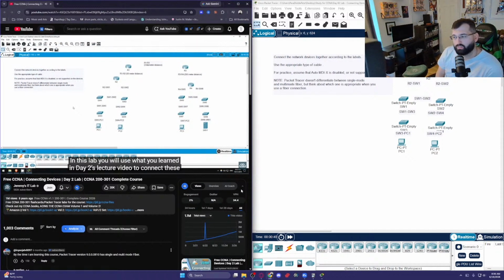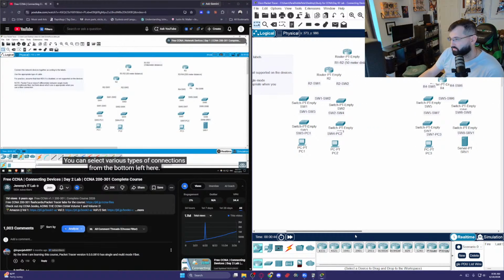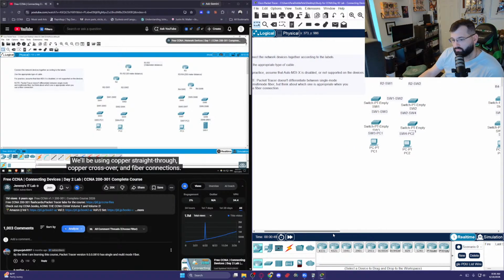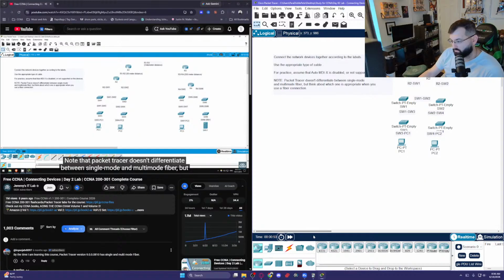Use what you learned in Day 2's lecture video to connect these network devices together. You can select various types of connections from the bottom left here. We'll be using copper straight through, copper crossover, and fiber connections. Note that Packet Tracer doesn't differentiate between single mode and multi-mode fiber, but try to think about which type would be appropriate when you use a fiber connection.